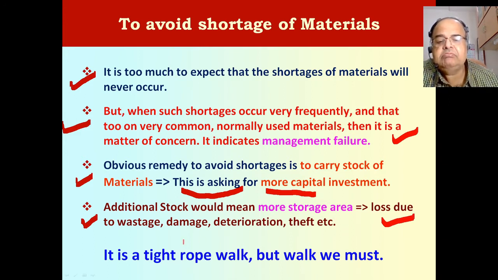It is definitely a tightrope walk, but walk we must. On one hand, you wish to save the project schedule by arranging for, say, more materials, spending more, and you are saved because the shortage of material will not occur. But a balanced approach is required, because you don't want your cost to go much higher, and you also wish to avoid the wastages, damages, etc. But at the same time, you wish to make necessary progress with the schedules.